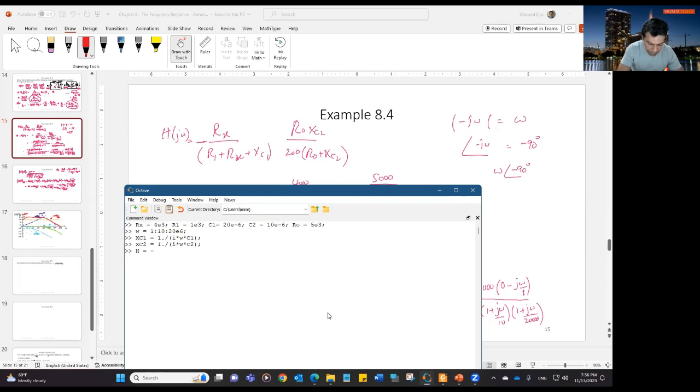So my H is negative. Negative doesn't really matter because we're calculating magnitude, but for phase it does matter. Rx divided by R1 plus Rx plus XC1. Let's put it in parentheses. Times XC2 R0. So R0 times XC2. Put another parentheses.